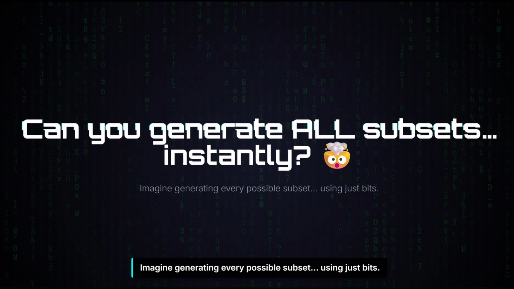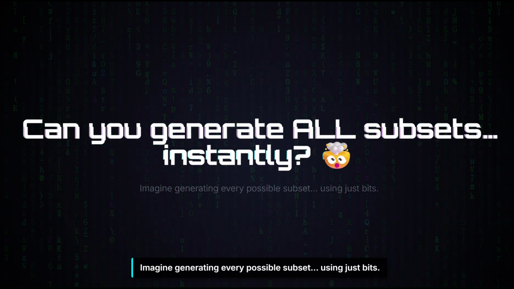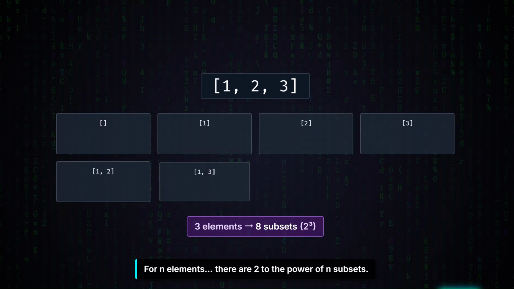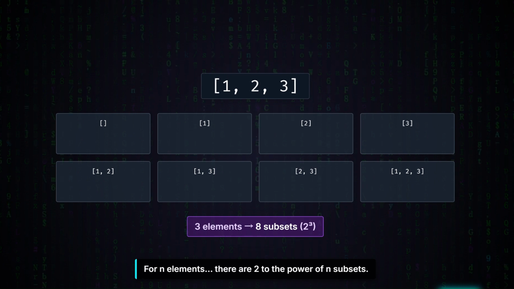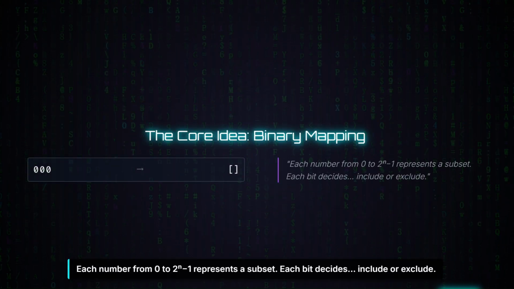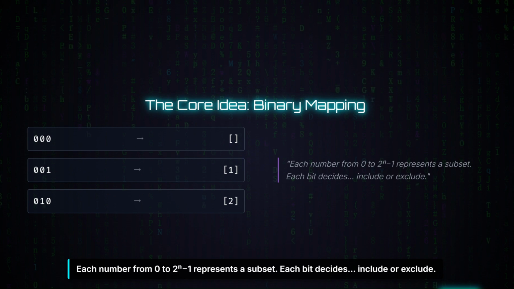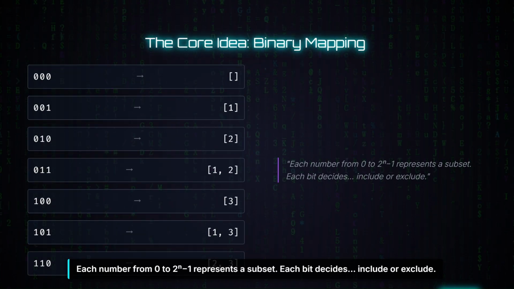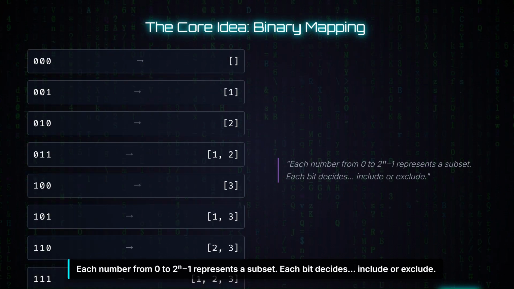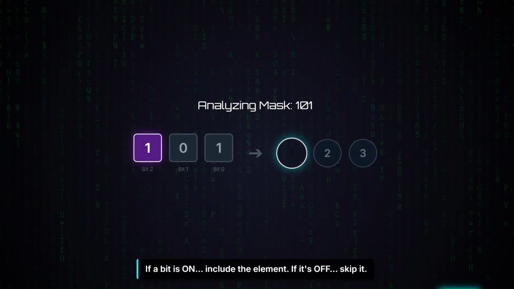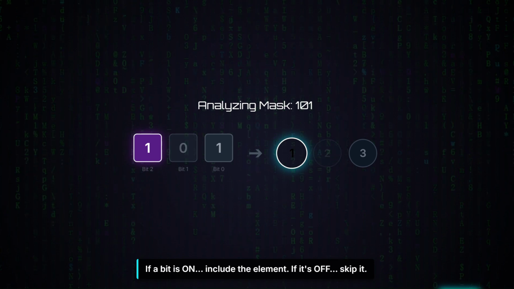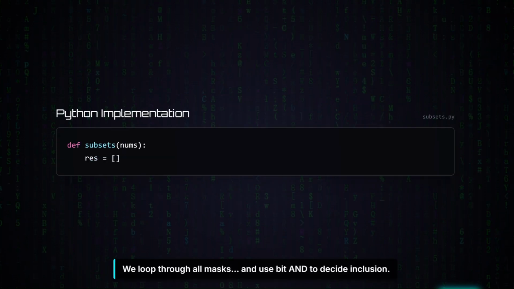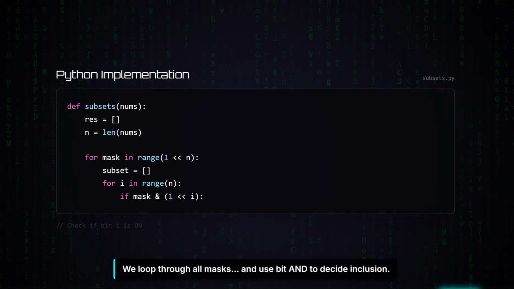Imagine generating every possible subset, using just bits. For n elements, there are 2 to the power of n subsets. Each number from 0 to 2^n - 1 represents a subset. Each bit decides, include or exclude. If a bit is on, include the element. If it's off, skip it. We loop through all masks, and use bit n to decide inclusion.